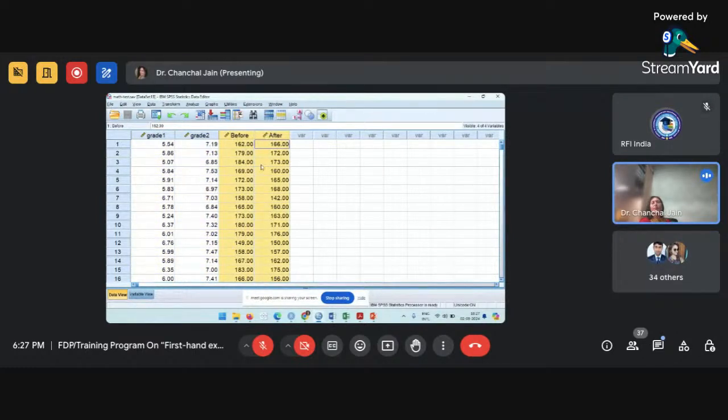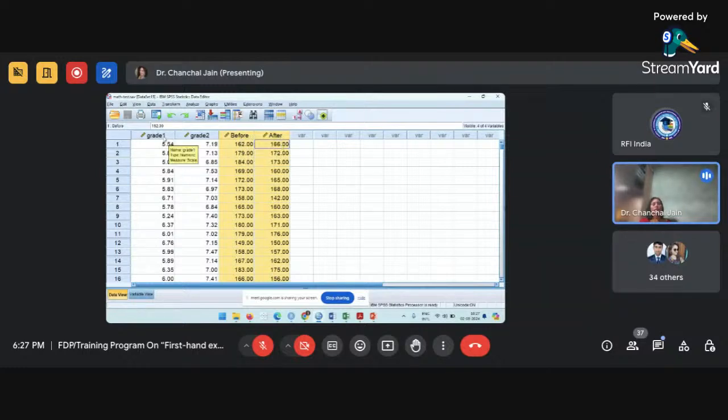Suppose these are the heights given in centimeters, and you want to check whether there is any difference in the height after taking certain measures for increasing the height. I think I will not say height, because height cannot reduce. So it can be any variable, maybe cholesterol, BP or something like that. You can take such kind of variable, right?